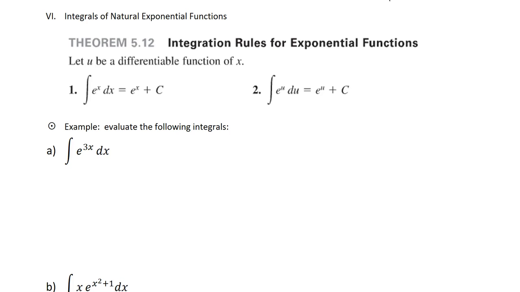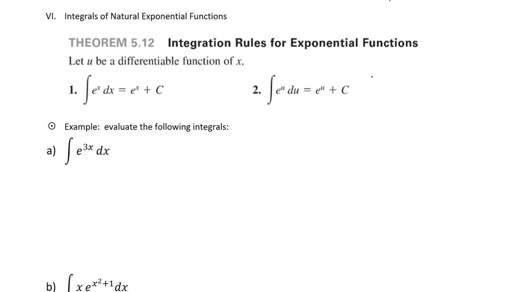And lastly, for this section, we want to talk about the integration rules for exponential functions. So if the derivative of e to the x is e to the x, then that means that the integral of e to the x with respect to x would also be e to the x, give or take a constant c. And the integral of e to the u du is going to be e to the u plus c.